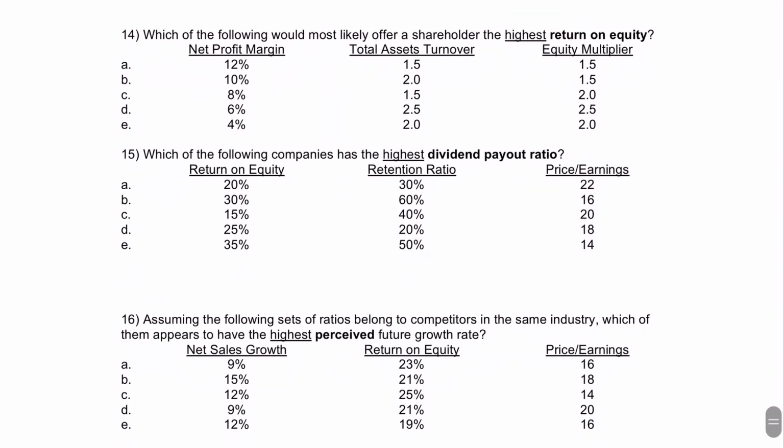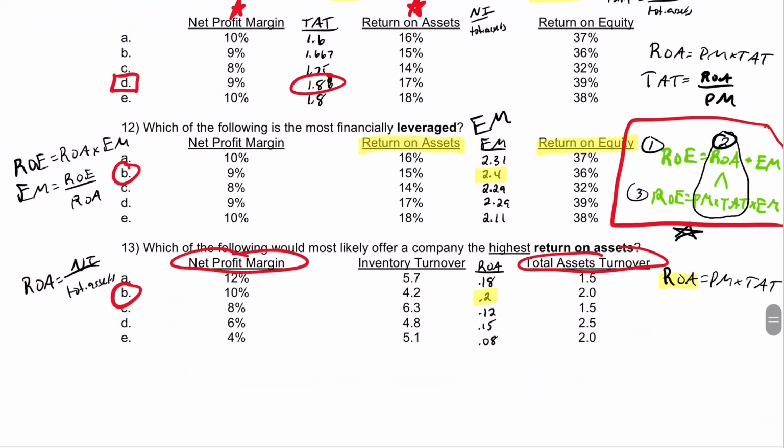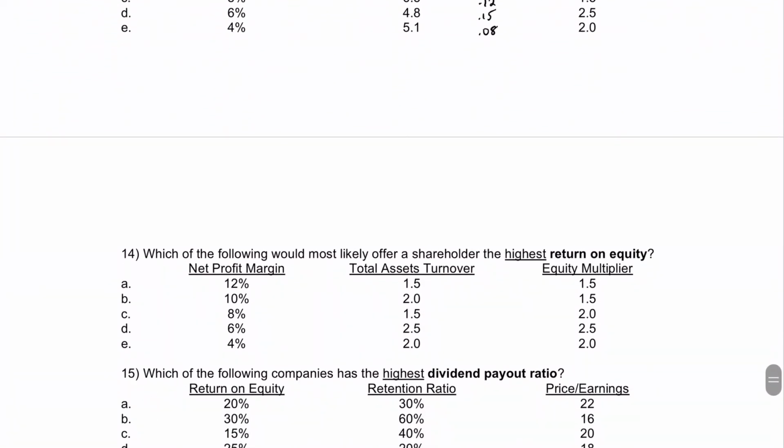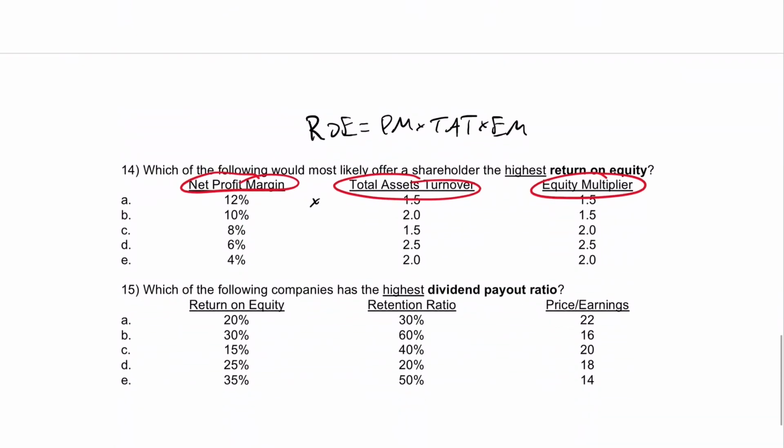14. Which of the following would most likely offer a shareholder the highest return on equity? ROE is equal to net income over total equity, but it's also, looking at that DuPont identity again, equal to profit margin times total asset turnover times the equity multiplier. I'll just rewrite that so we have it on the same page. They have actually given us all three of those inputs, so what we would do is just multiply straight across.